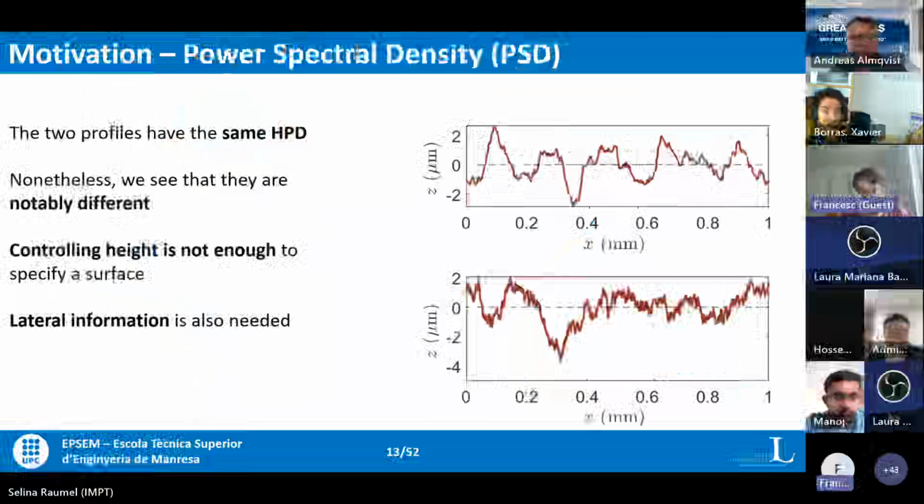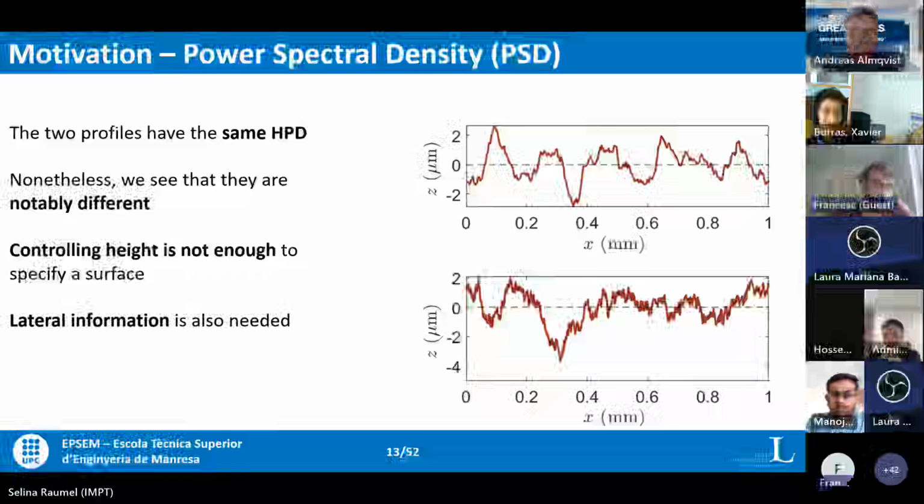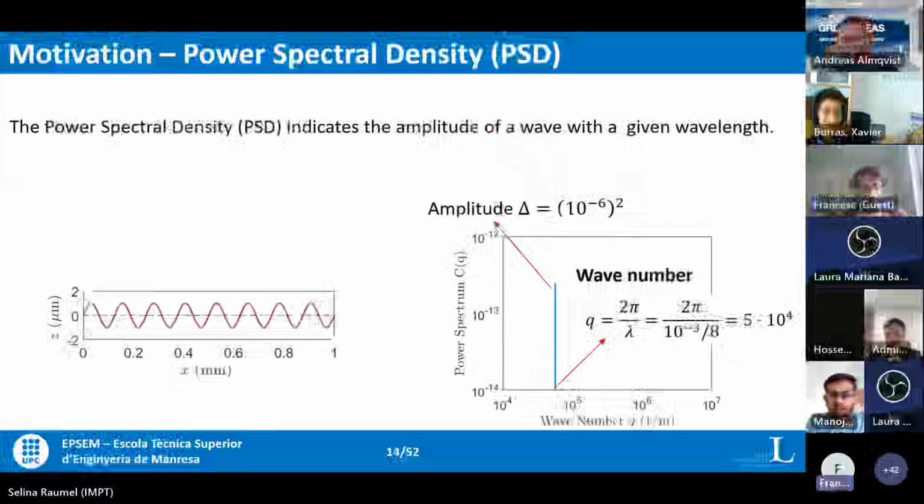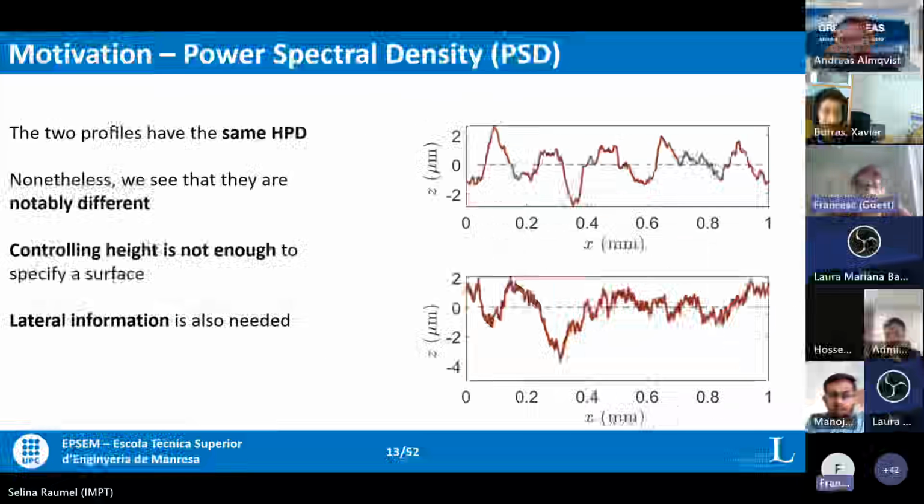However, again, this is still not enough because we also need some lateral information. So again, I'm showing a couple of profiles, and these two have the same high probability distribution. So same RQ, same skewness, same kurtosis, and all higher order moments. But still, they are looking quite different. The first one is somewhat smoother. The second one is a lot more rugged, and that tells us that probably we need some lateral information.